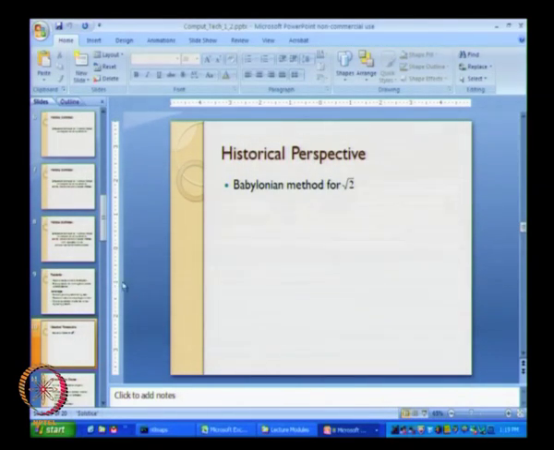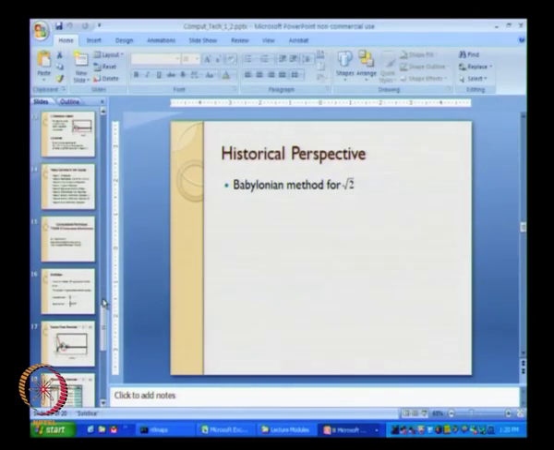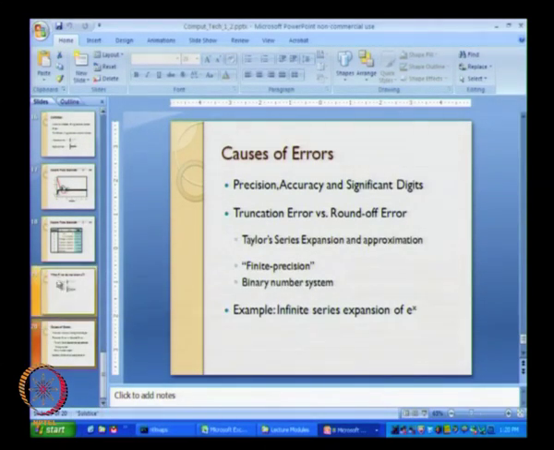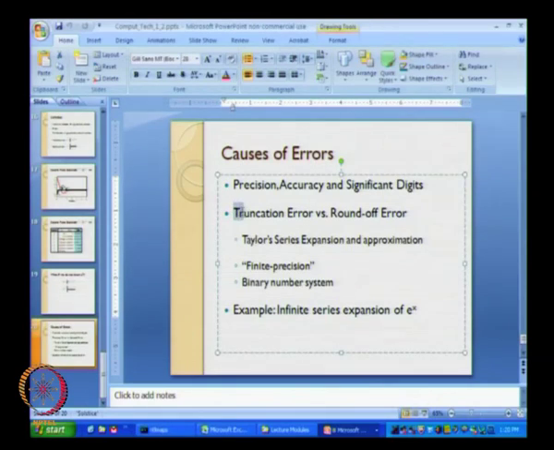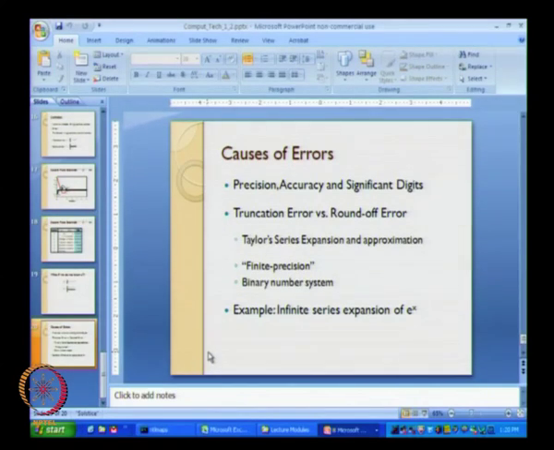And we went through the historical perspective using the Babylonian methods for solving the problem of getting the square root of 2. That is what we did, and finally we talked about errors. In case of errors, we talked about precision, accuracy and the number of significant digits. And the most important thing, basically, we talked about the difference between the truncation errors and round off errors, and where exactly these truncation and round off errors appear. And we talked about the finite precision algebra and the binary number systems, and that is essentially what we covered in the second module of this particular lecture series, okay.